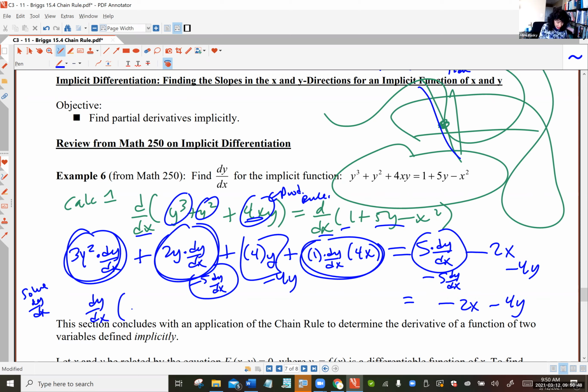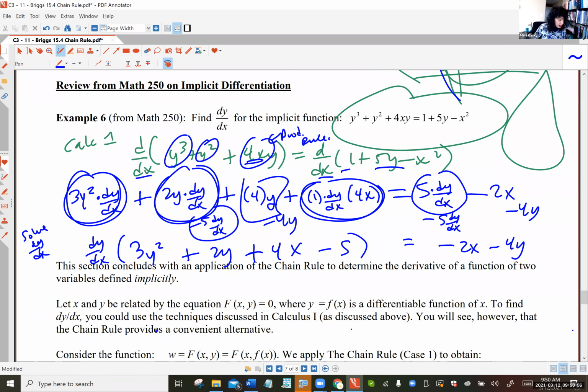And after you factor out that common factor of dy dx, you've got this big old mess, 3y squared plus 2y plus 4x minus 5. And then to solve for dy dx, you're just going to divide both sides of the equation by that humongous expression, 3y squared plus 2y plus 4x minus 5. Okay, and you're done. There's Calc 1.